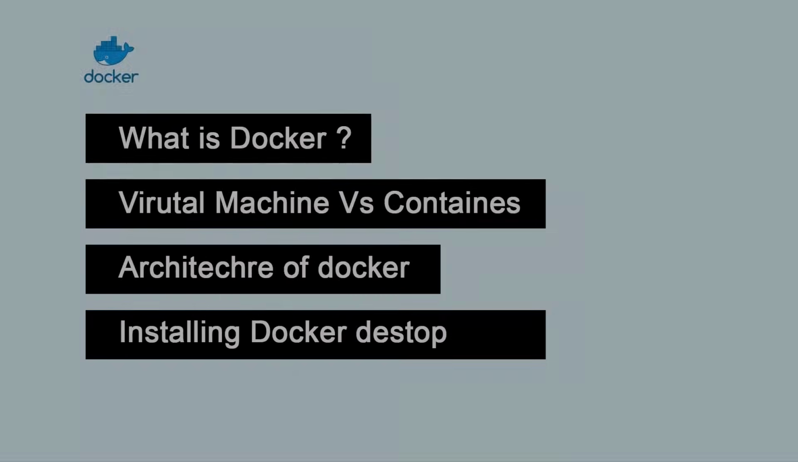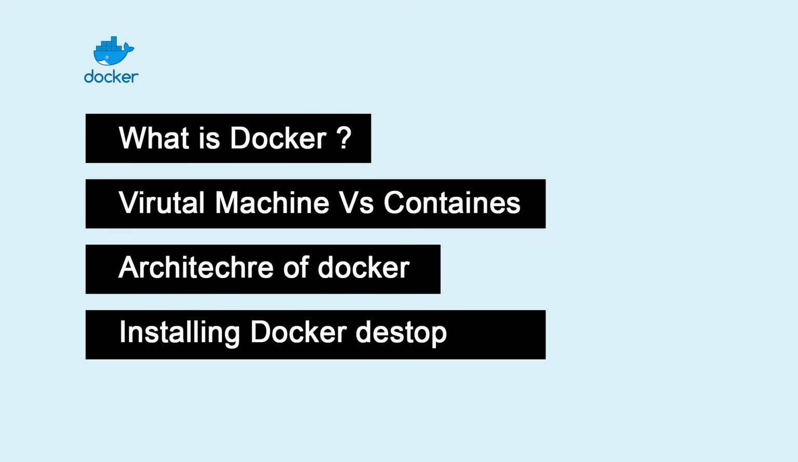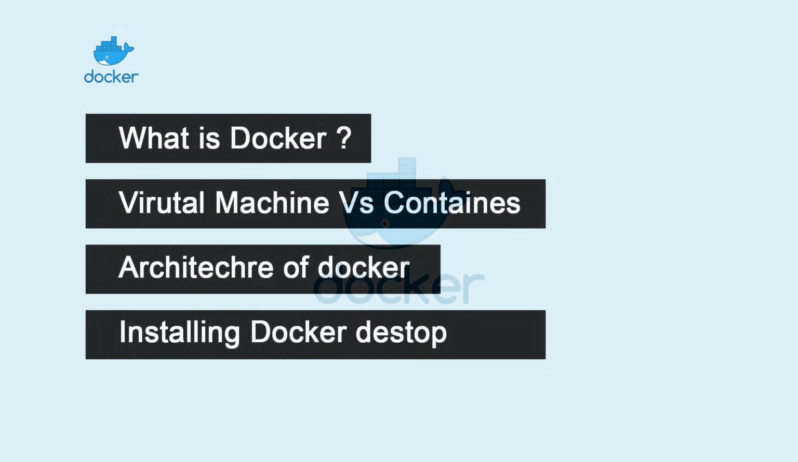In this section, you're going to learn what Docker is and why it is so popular. Then we're going to talk about virtual machines and containers. Next, we're going to talk about the architecture of Docker. And then we're going to install Docker Desktop. By the end of this section, you will have a clear understanding of what Docker is and how it works.